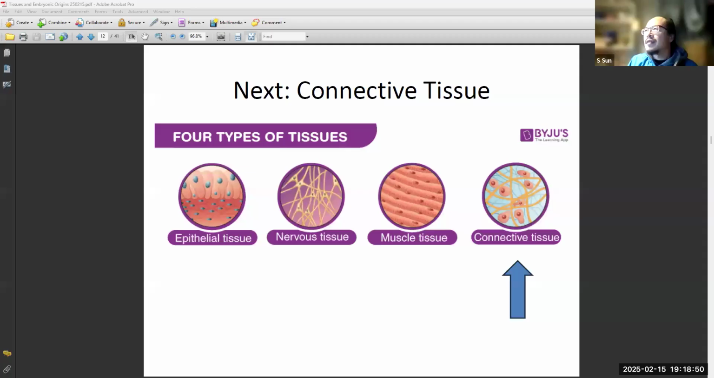So let me share screen. All right, so this is where we left the connective tissue. So we are going to look into this portion. All right.